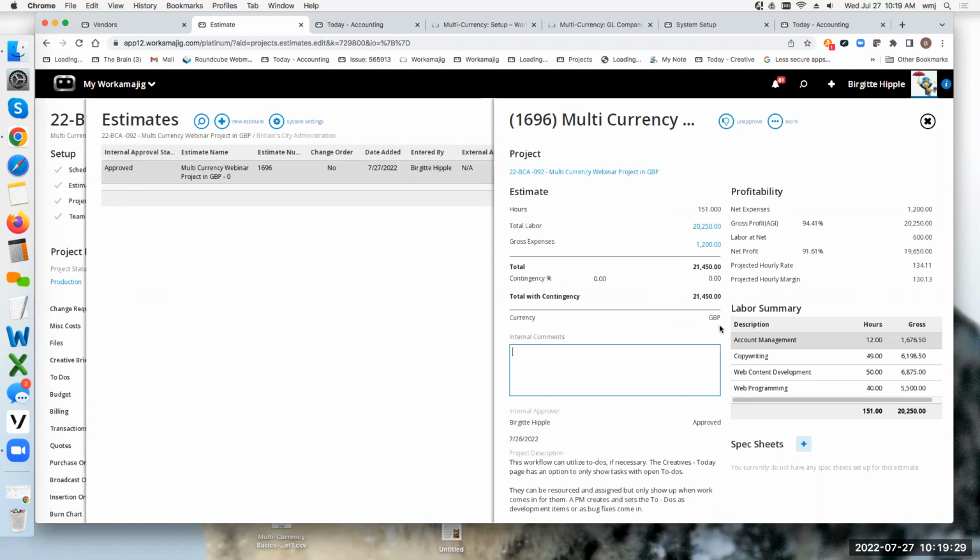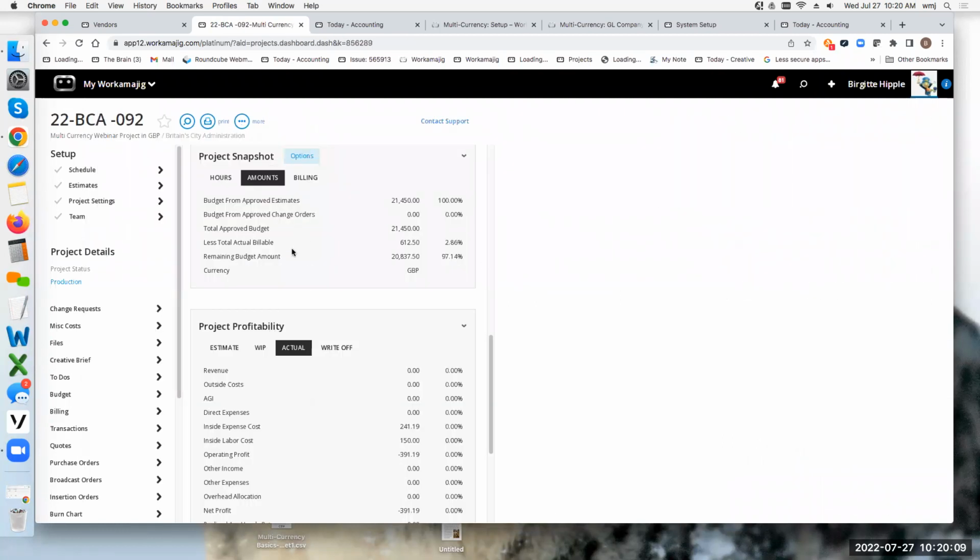Now, this may change things when you are looking at, let's say, your active projects page and you pull in all of your currency or all of your budget information or amounts billed, and you get that great grand total at the bottom. Now you really probably want to group or sort by currency because you cannot add up 21,450 GBP to a project that's maybe in USD and have those numbers make sense. So grand totals, when you're looking at, let's say, an active projects page, you will now have to take into consideration that what you're looking at is really in a different currency.